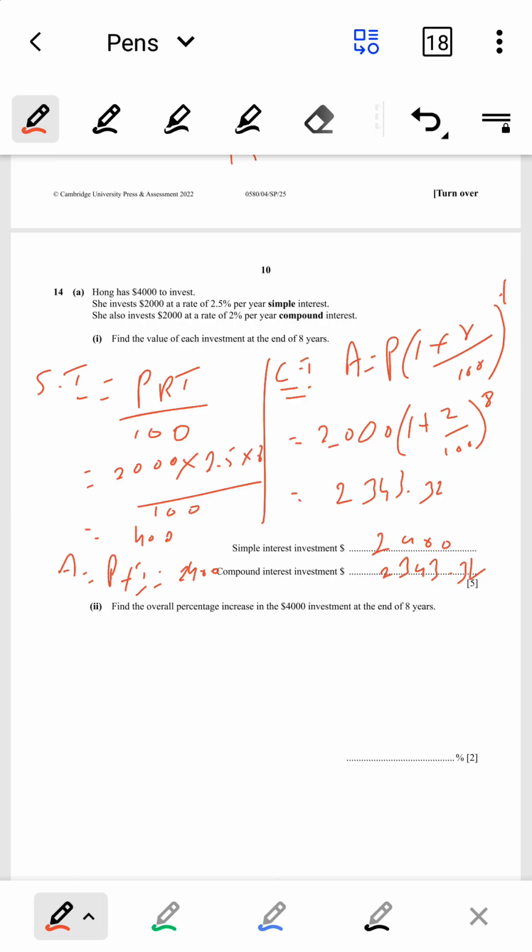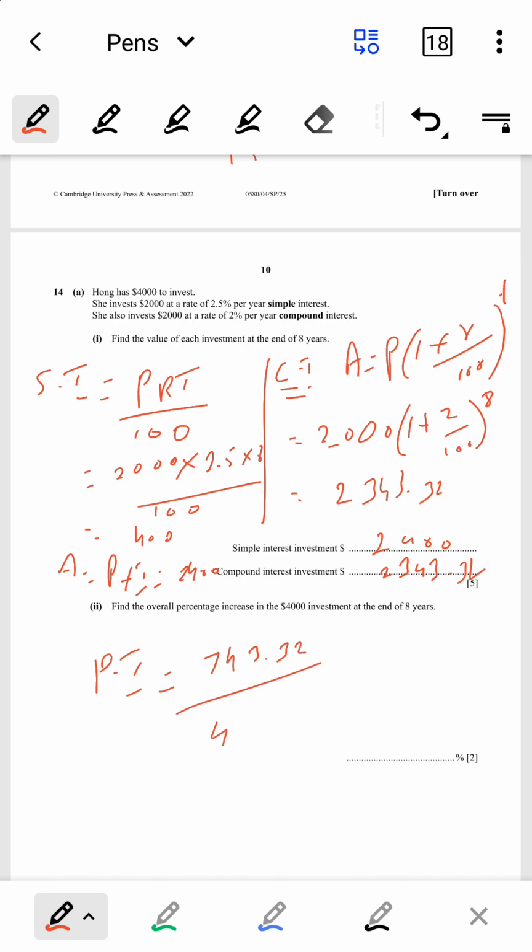Find the overall percentage increase in the $4,000 investment at the end of 8 years. Okay, you know very well how to calculate percentage increase from how much the amount has increased. The overall investment here is 4,000, we know that. Then the overall profit will be the simple interest and compound interest both added together. So 2400 plus 2343.32, when you add up you will be getting 4743.42. Okay, so the percentage increase equals how much variation is there?